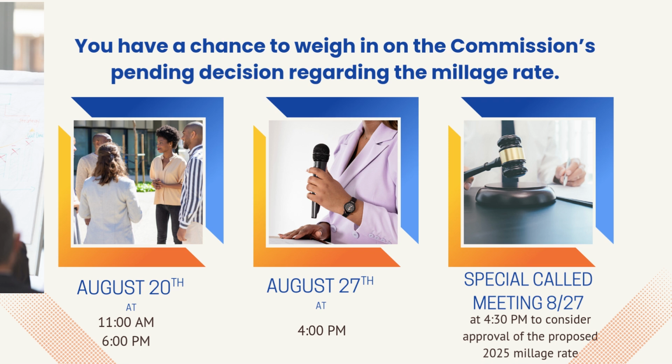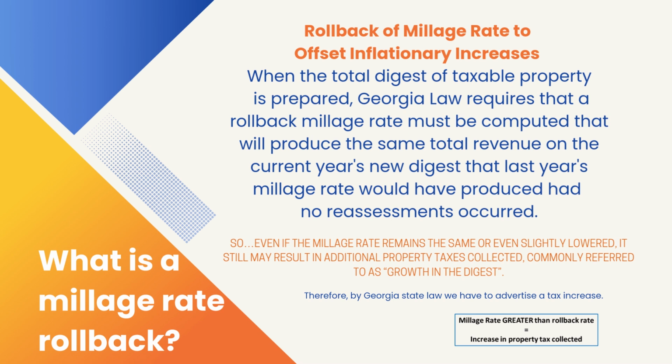We have upcoming public hearings about the millage rate, but before those hearings, there's one more thing that we need to discuss about the millage rate, and that's something called the millage rate rollback. A millage rate rollback is a reduction in a jurisdiction's property tax rate to offset increases in property values from the prior year's digest. Georgia law requires that a rollback millage rate must be computed that will produce the same total revenue on the current year's new digest that last year's millage rate would have produced had no reassessments occurred.